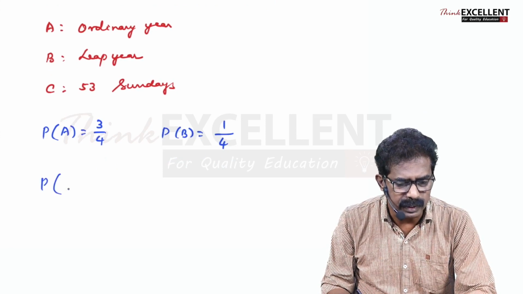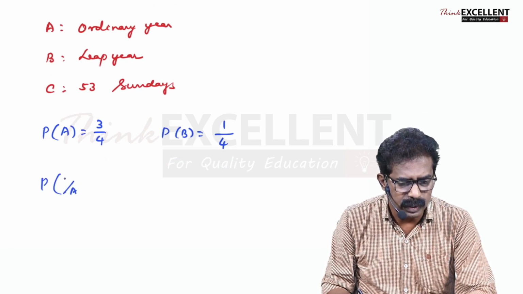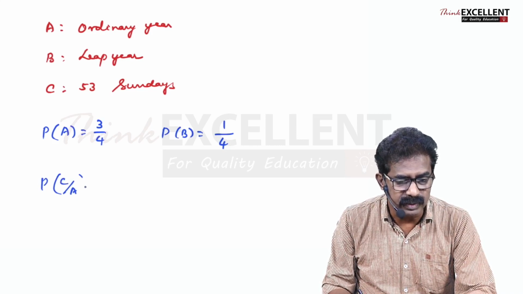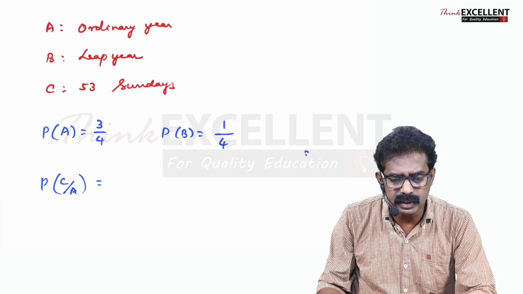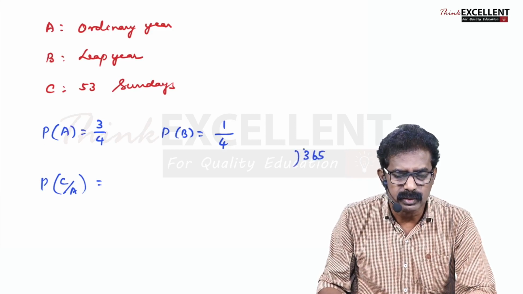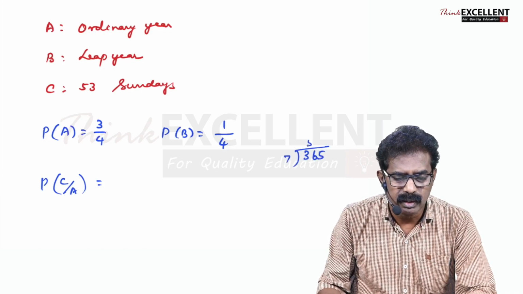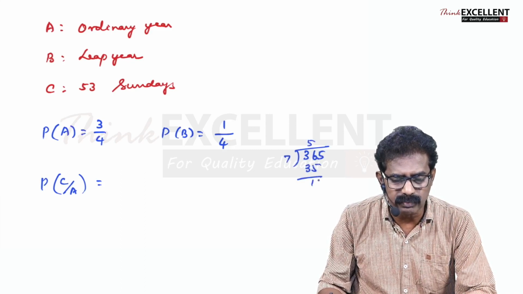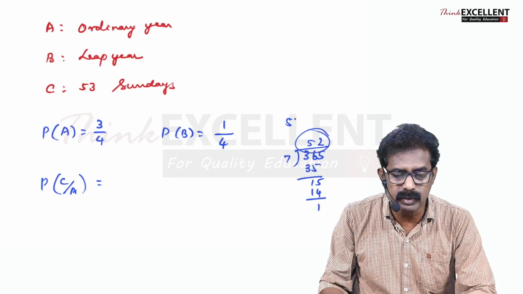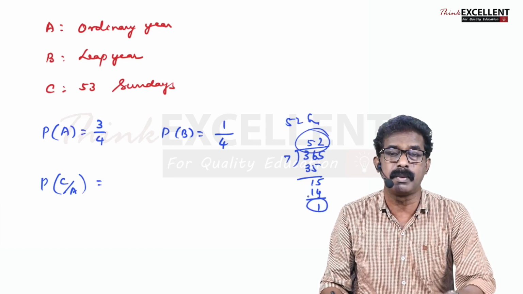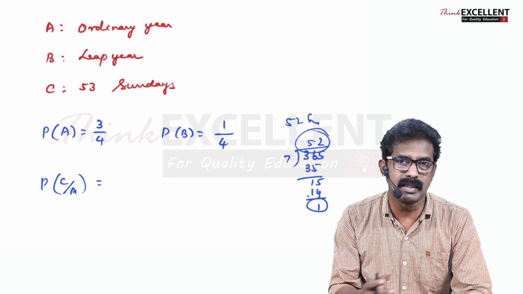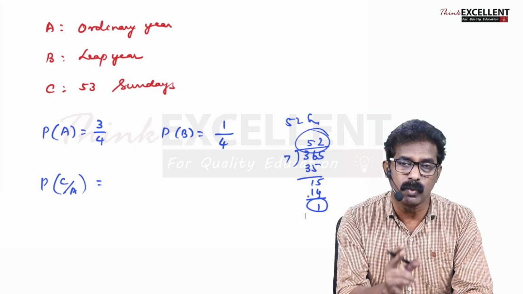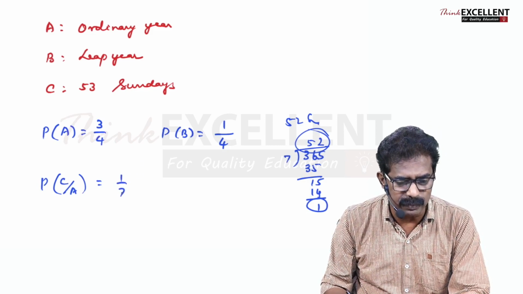Now, given an ordinary year, what is the probability that it contains 53 Sundays? 53 Sundays means C. So P of C given A. Ordinary year means 365 days, right? So how many weeks are there? 5 sevens are 35, balance 1; 7 twos are 14, balance 1. 52 weeks, so 52 Sundays will be there, and the remaining one day can be Sunday, Monday, Tuesday, Wednesday, Thursday, Friday, Saturday, right? Totally 7 cases, but the favorable case is Sunday, only one case, so it is 1 by 7.